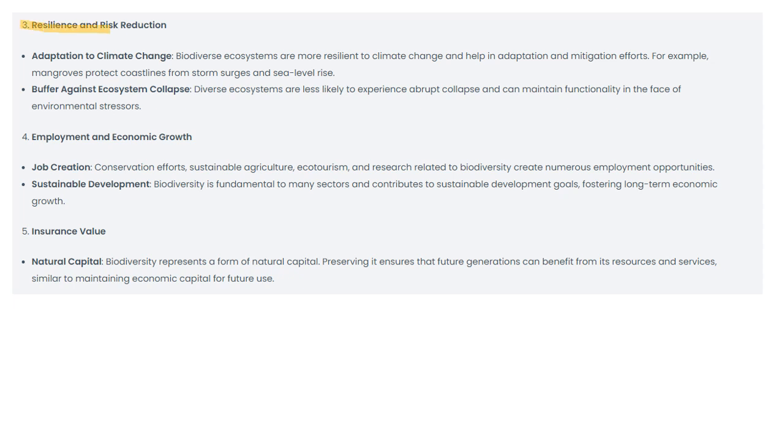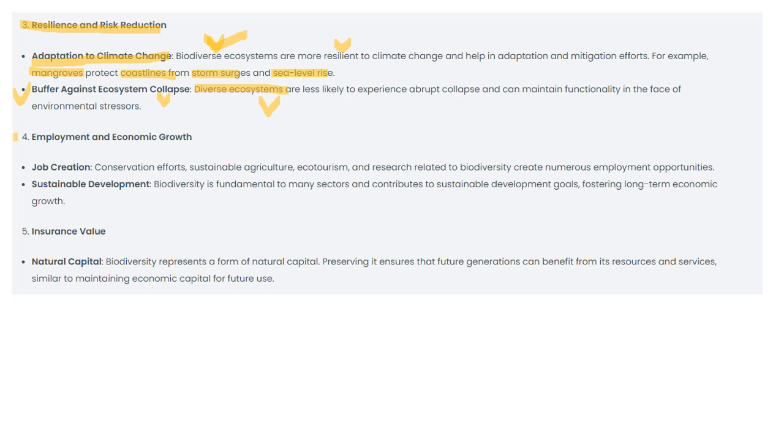Then resilience and risk reduction. Climate change, the biodiverse ecosystem. Here, biodiverse ecosystems are more resilient to climate change. Like the mangroves, they protect the coastlines from storm surge and sea level rise. They act as a buffer against ecosystem collapse. If there is a diverse ecosystem, the ecosystem will be stable. It will not collapse all of a sudden.